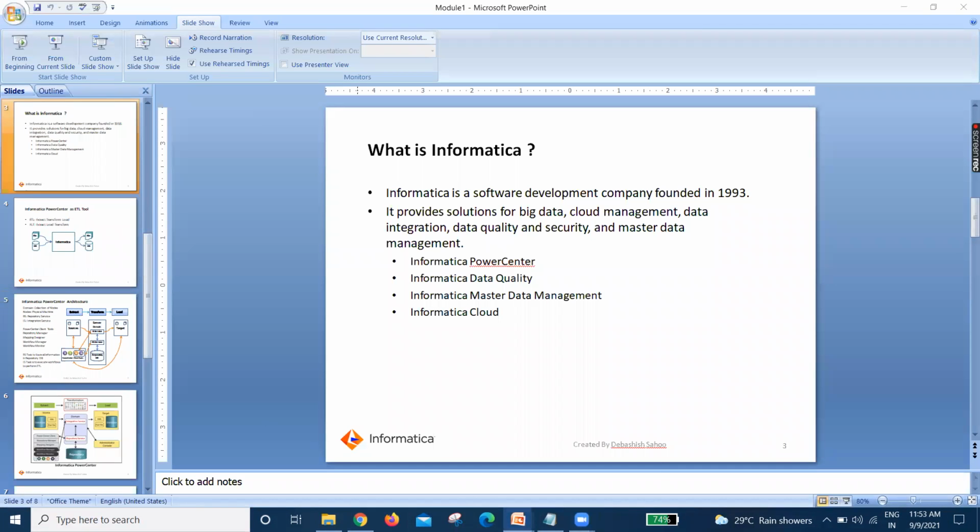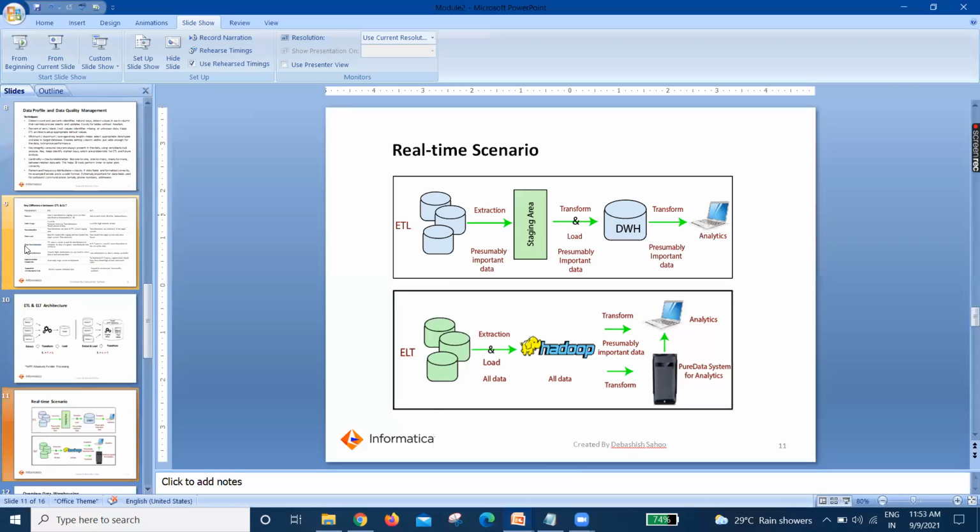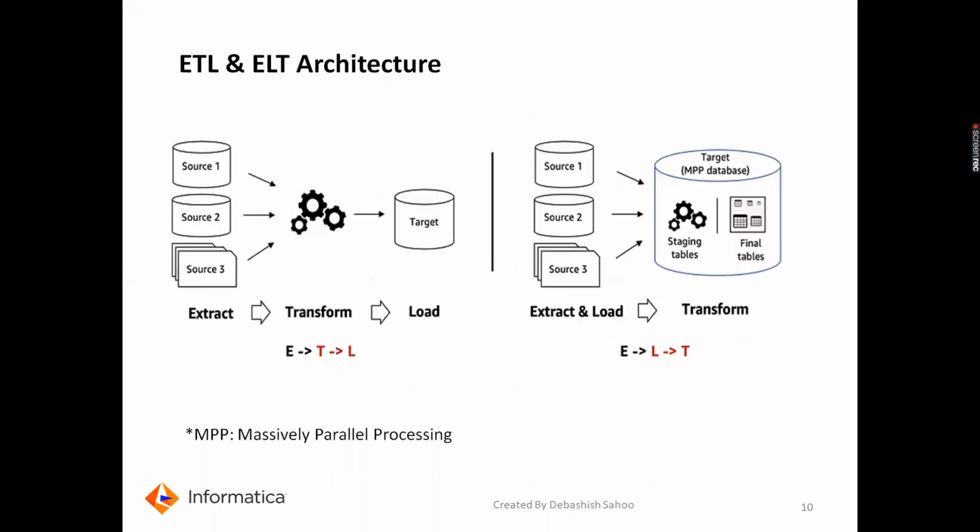ETL is extraction, transformation, and loading. And ELT is nothing but extraction, loading, and transformation. So it's just a process defined as the extraction part, transformation part, and loading part. These three parts, as a sequence defined in the ETL process, are different from the sequence defined in the ELT process. So in ETL, we extract the data from the source and load the data to the target.